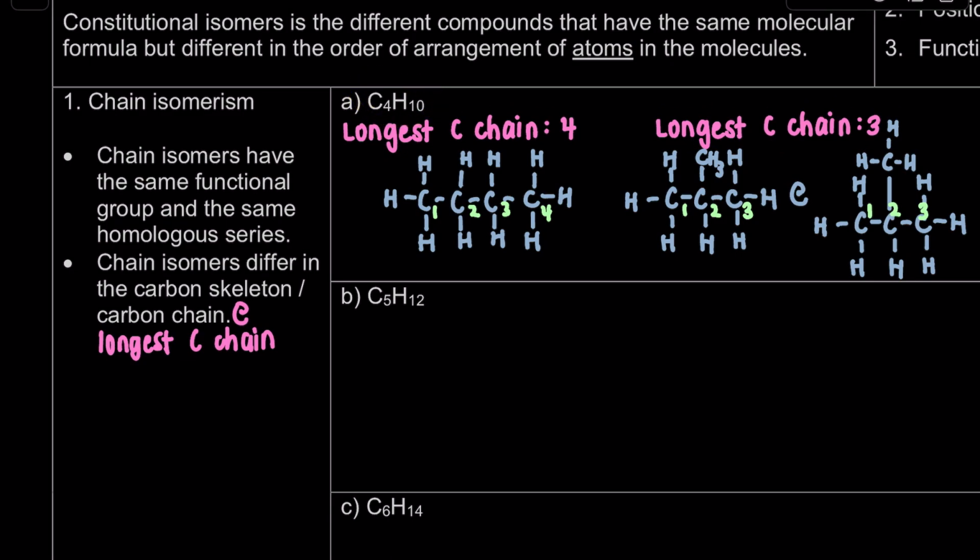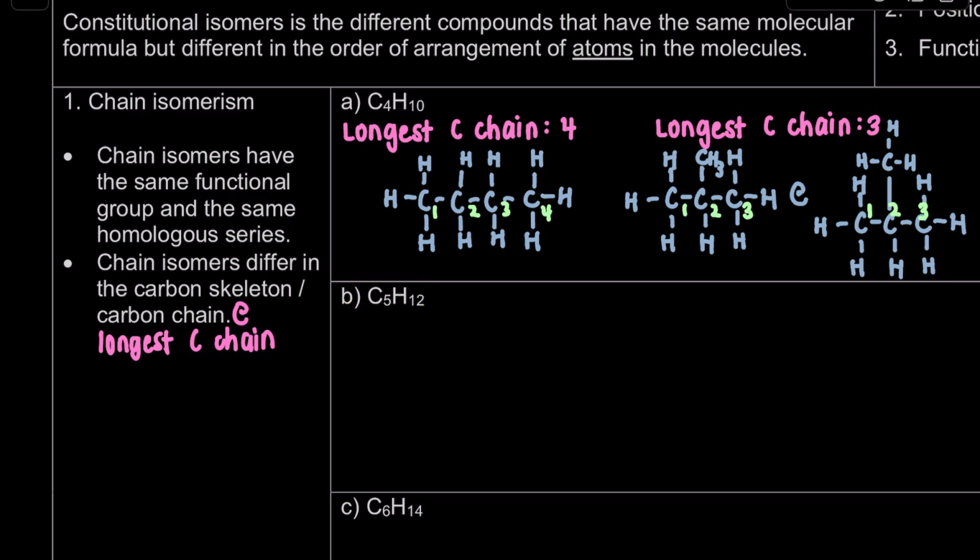Okay, but the difference between these two is that this one I draw in terms of condensed structure, and this one in terms of expanded structure. Both are fine. Here I'm just going to show a mixture of expanded and condensed. For example B, we have C₅H₁₂.